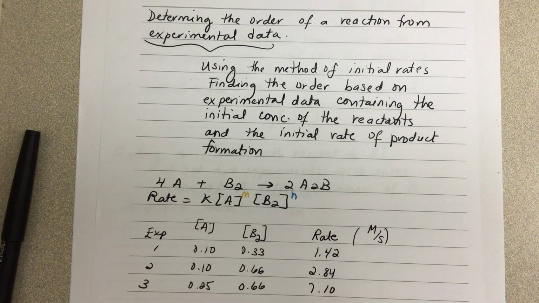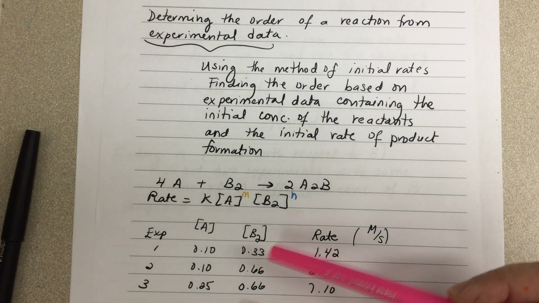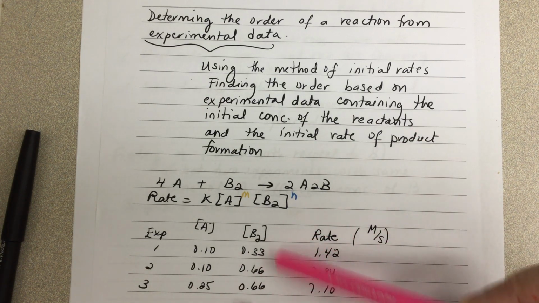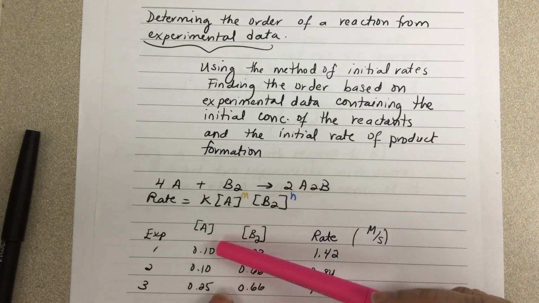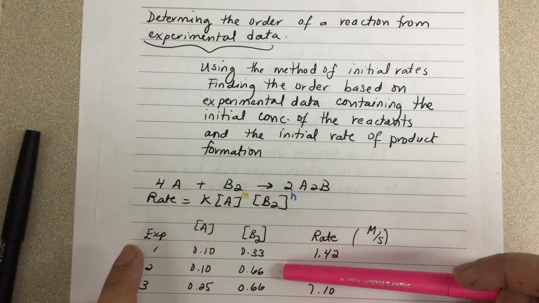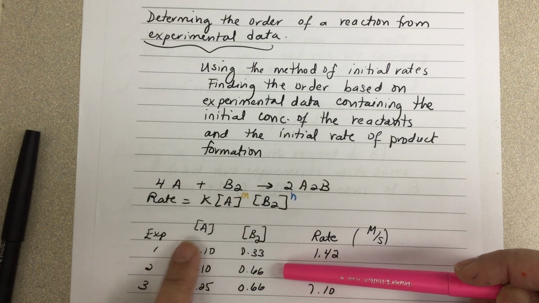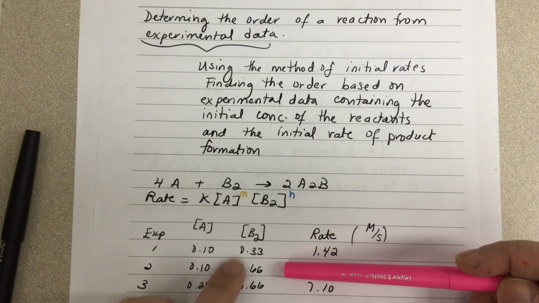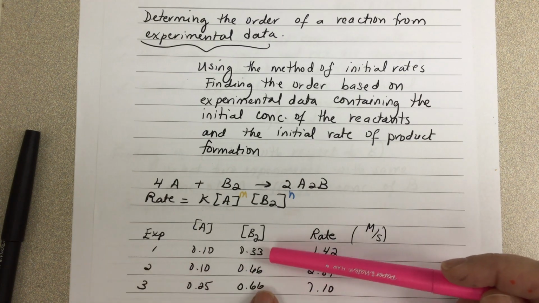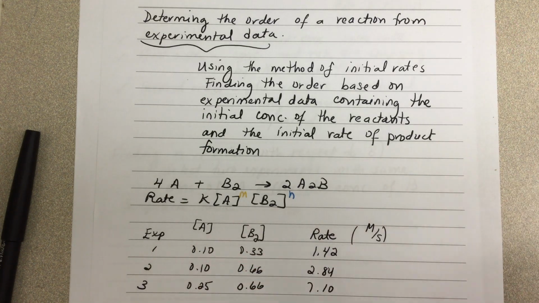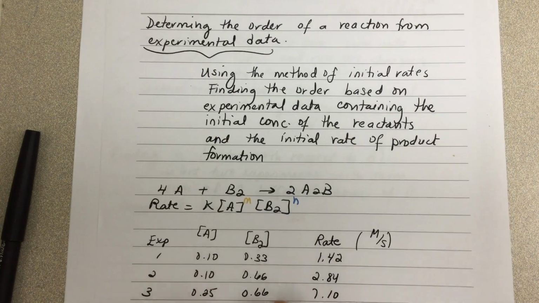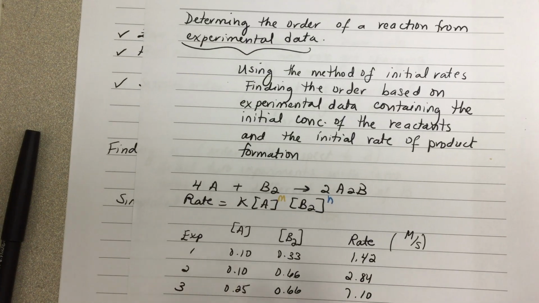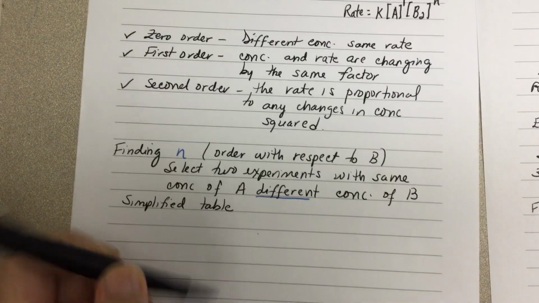So I'm looking at my numbers here. I need different concentrations for B2, which I can get between 1 and 2 or 1 and 3, but I need the same concentration for A. So the only possible option is experiments 1 and 2. I have different concentrations for B2, the one that I'm trying to calculate, and the same concentration for A. So I'm going to use my numbers to simplify my table again. The numbers that I'm going to be writing down are coming from this table, experiments 1 and 2.